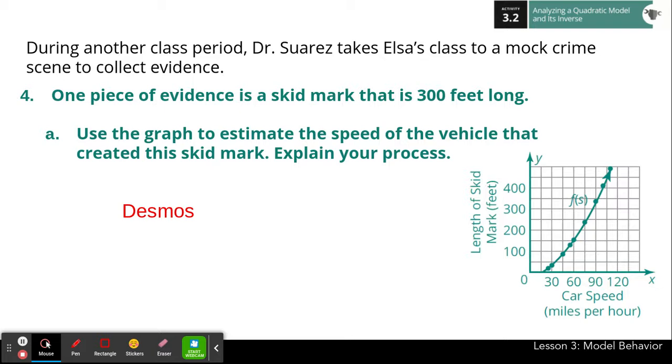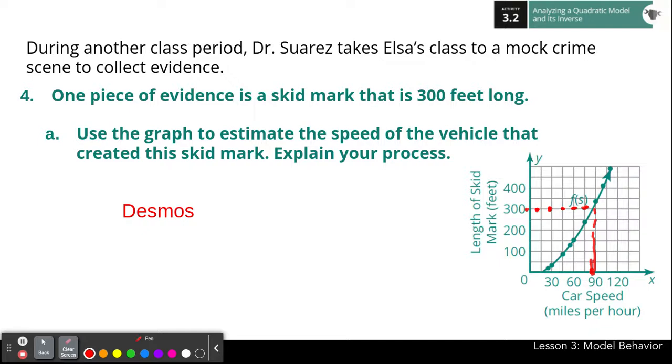All right, a couple things you could do. You could look at your own graph that you put into your workbook. I'm going to go to 300, then go all the way over to my graph, and then go down from there, which obviously this pen is not going to work for me. So it looks like I'm slightly before 90.